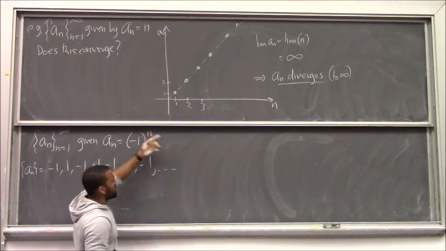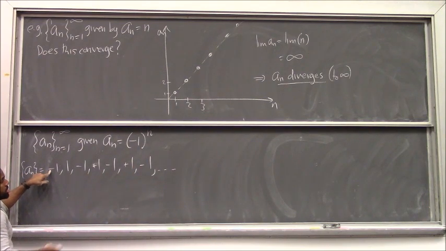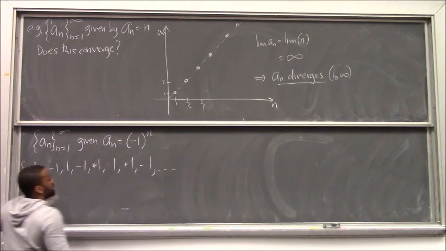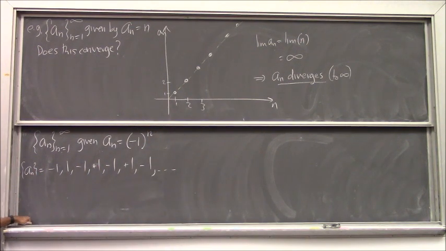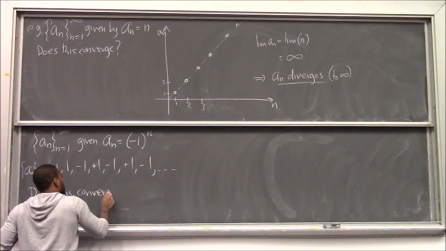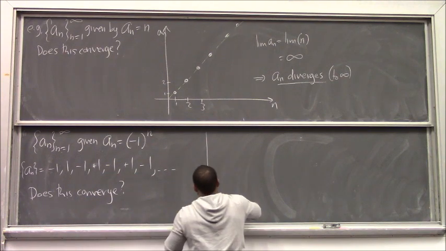Or something similar, (-1)^(n+1), or something like that. If I want to start off at a positive 1, I might have said (-1)^(n+1), or something like that. But here, this guy just jumps up and down between -1 and 1. And I might ask, does this converge?